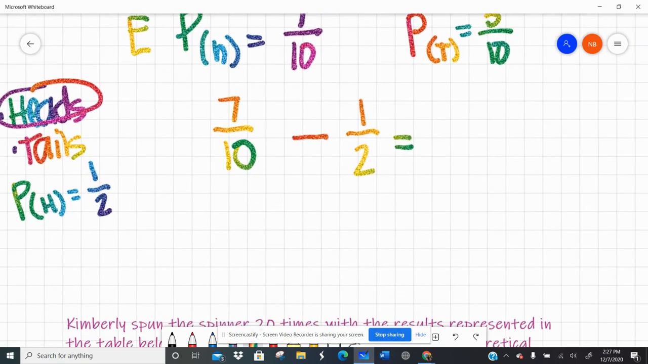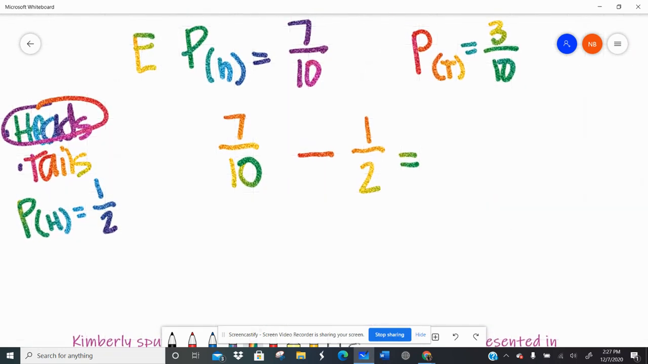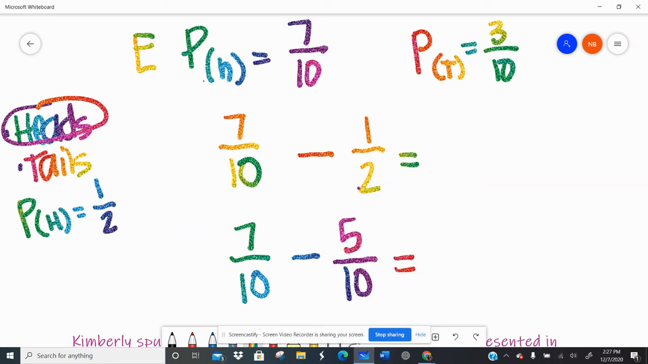Now we got to think back a little ways to subtracting fractions. When I subtract fractions, I need common denominators. So 10 would be the least common denominator with 2 and 10. So I'm going to change 1/2 to 5 over 10. That way I have common denominators. And then I do my subtraction. 7 minus 5 is 2, and that denominator stays the same.